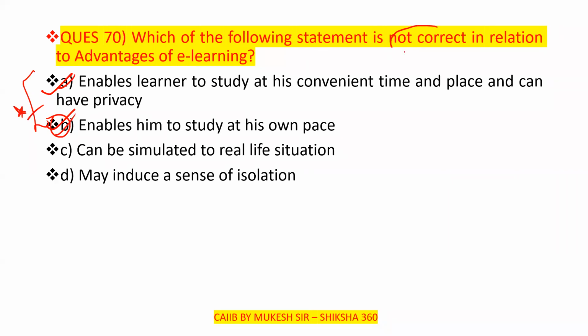We have to find the one that is not correct. Can be stimulated to real life situations. This one is also correct. May induce a sense of isolation, clear. This one is not correct, clear. This one is not correct here. So option number D is the answer here.